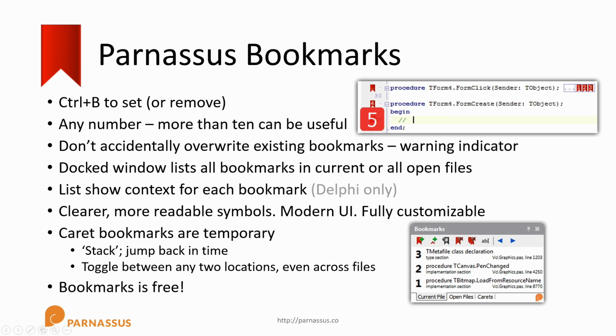So, that's Parnassus Bookmarks. As a quick summary, it's always Ctrl+B to set or to remove a bookmark. Parnassus Bookmarks is a superset of the inbuilt bookmark functionality, so you can still use the same existing old keyboard shortcuts as well if you want to. Bookmarks gives you any number of bookmarks. It helps prevent you accidentally overwriting an existing bookmark. It has the docked list that shows all bookmarks in the current or all open files, and that list shows context-aware information about where each bookmark is located.